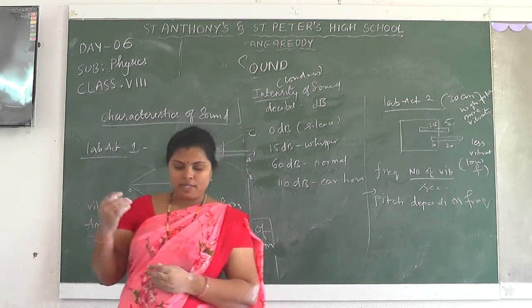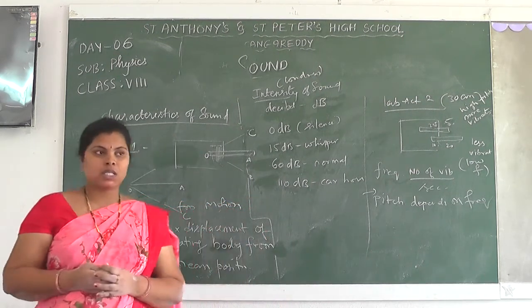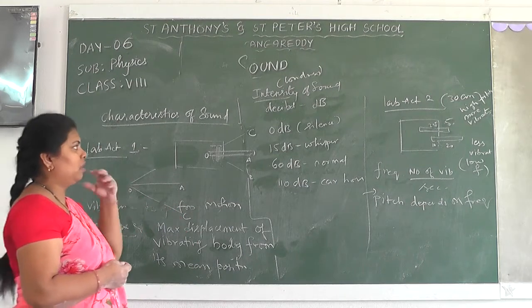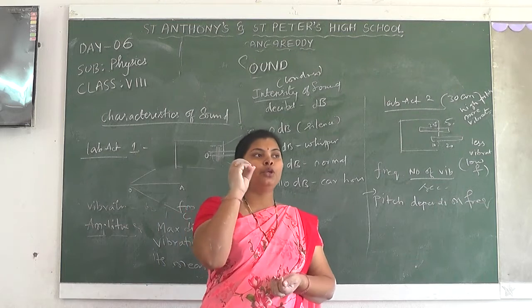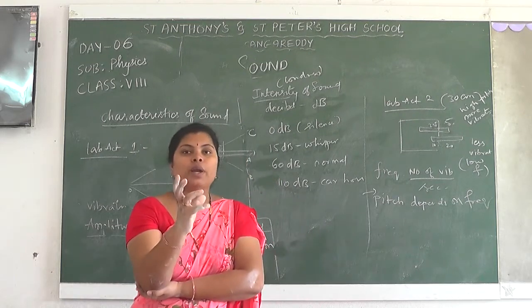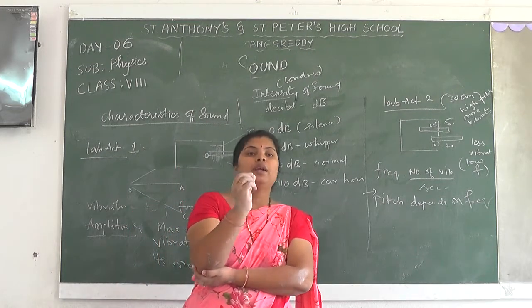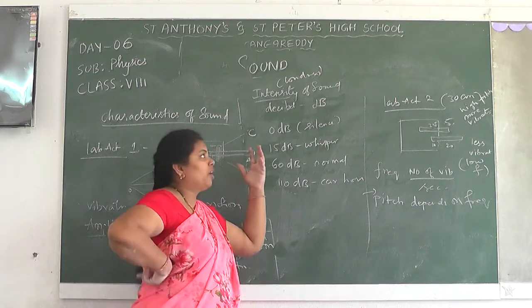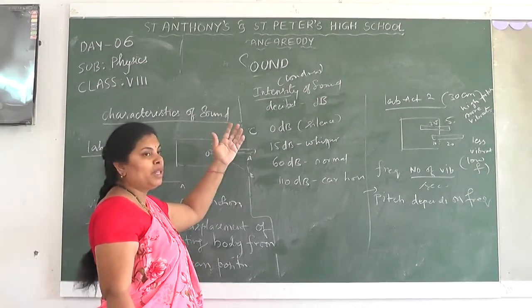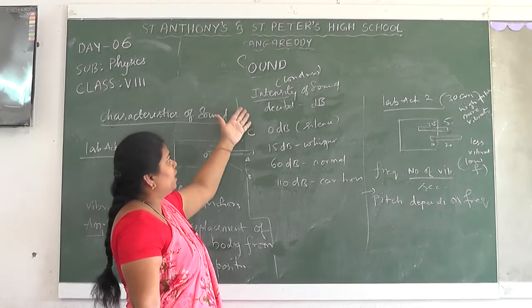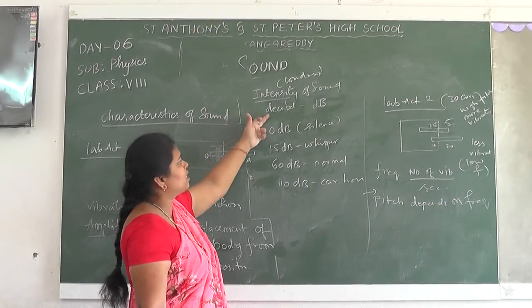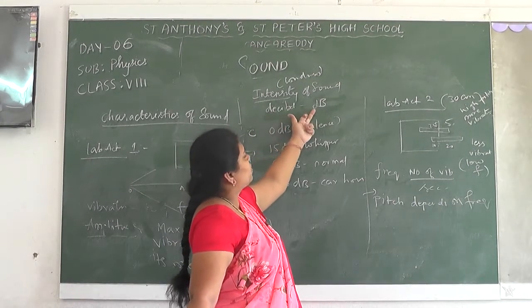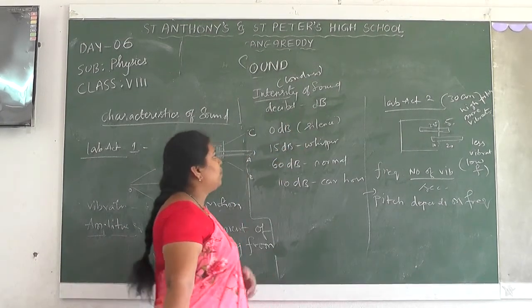Okay, next let us move on to the intensity of sound. The intensity of sound is measured with the unit decibel, named after the famous Alexander Graham Bell, in his honor. The intensity of sound is given in decibels. Decibel is written like this, with a small letter d and a capital letter B.